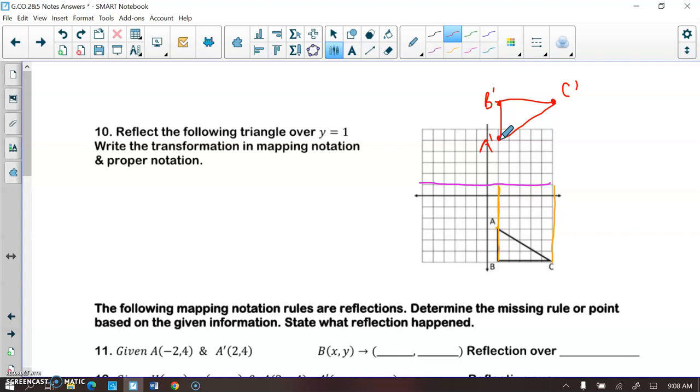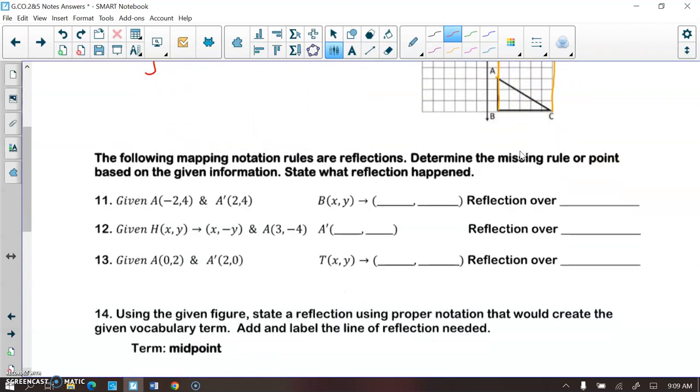Now with this, actually, I don't want mapping notation, and on yours it is fixed, but proper notation only for this. So we did a reflection over the line y is equal to 1, and what we did was we reflected triangle ABC to get triangle A prime, B prime, C prime. And on yours, actually, I believe the graph is fixed for you.